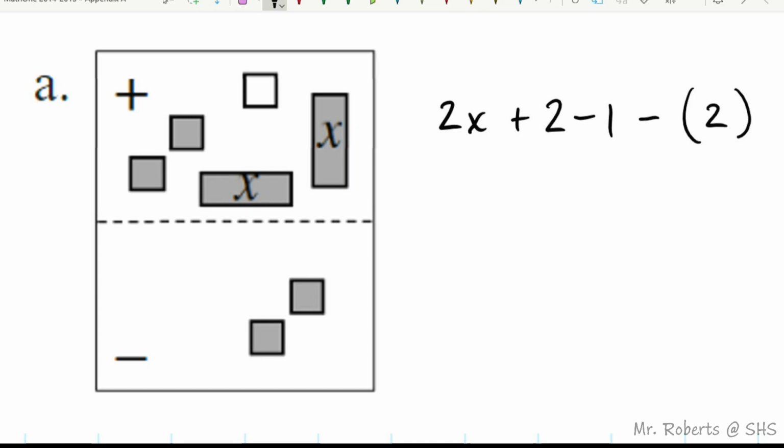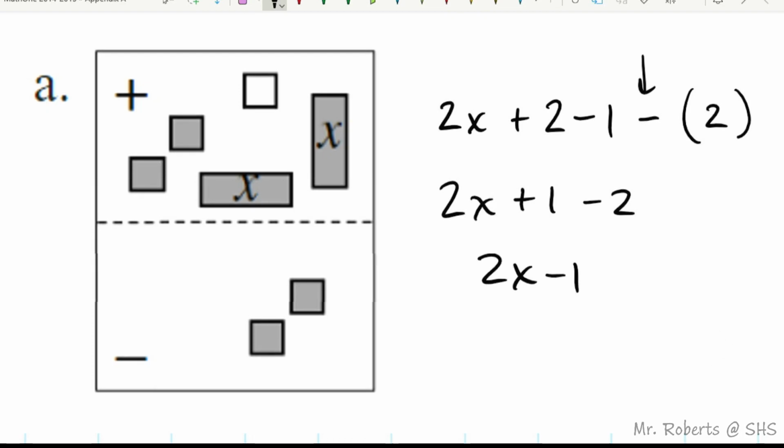And if I was to simplify this, I guess I might write 2x plus 1. And then this, because there's this negative here, I'm going to bring it out, and these are going to have to become -2's. They were positive 2's below, but now they're -2's. And then as a final step, I would write that this is going to be 2x minus 1.